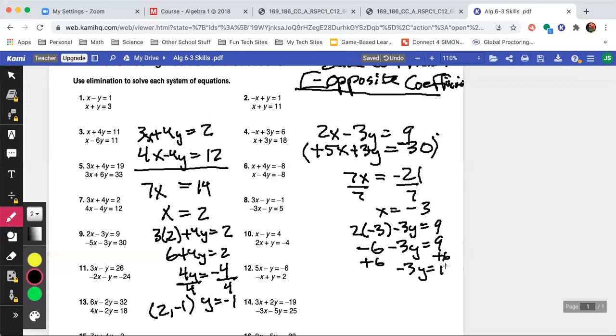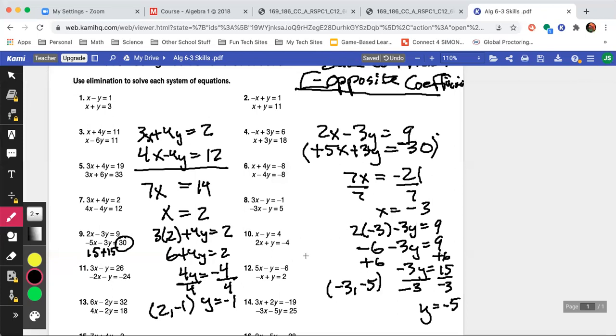I apologize if I'm skipping some steps from time to time, but I think you guys should be at a point where you should know how to do most of this. All right, y equals -5. So you get the point -3, -5. I'm going to just, in my head, plug it into the bottom equation. So -5 times -3 gives me 15. -3 times -5 gives me +15. And 15 plus 15 is 30. So it works.